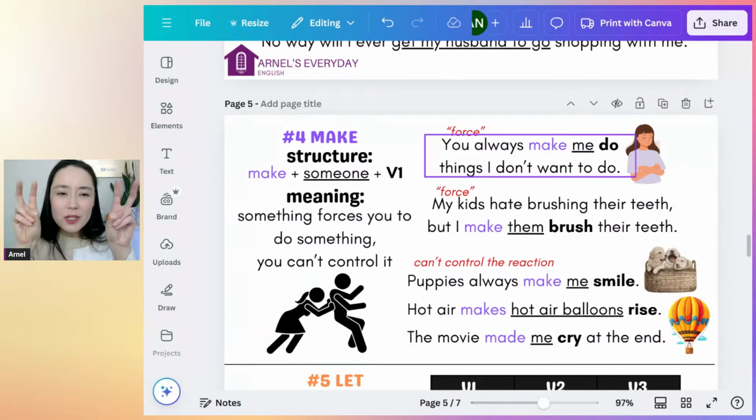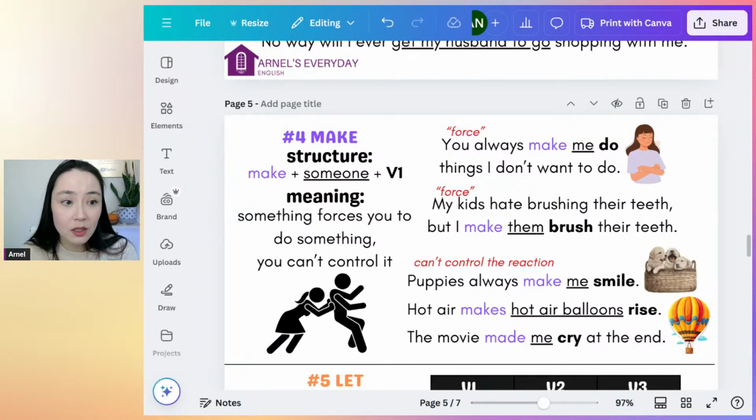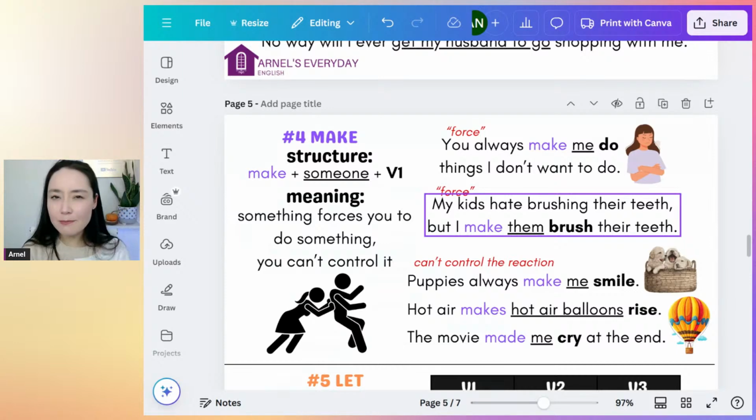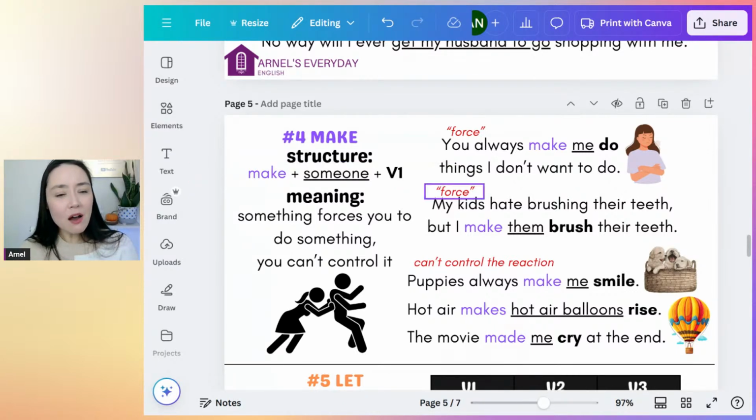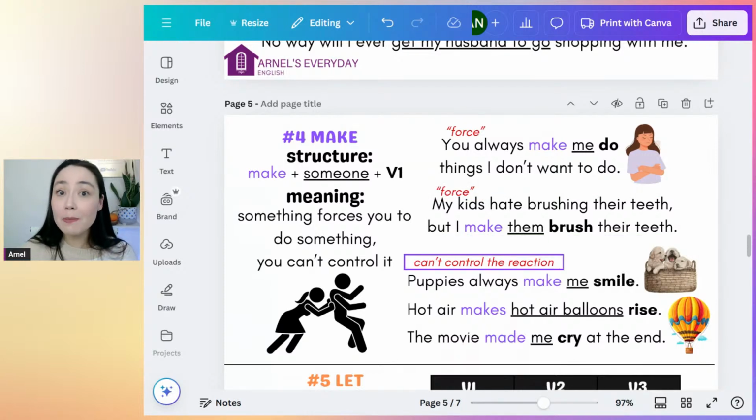Force. And I put it in quotations because you're not literally forcing someone. You always make me do things I don't want to do. Make someone, verb 1. Again, force. My kids hate brushing their teeth, but I make them brush their teeth. Make someone, verb 1. And it's not always about forcing. Sometimes you can't control the reaction. So there can also be positive sentences. In a way, if you can't control your reactions, it's a bit like something is forcing you.